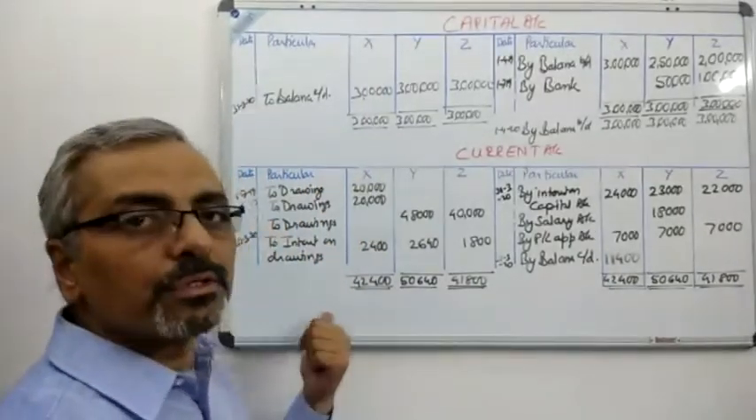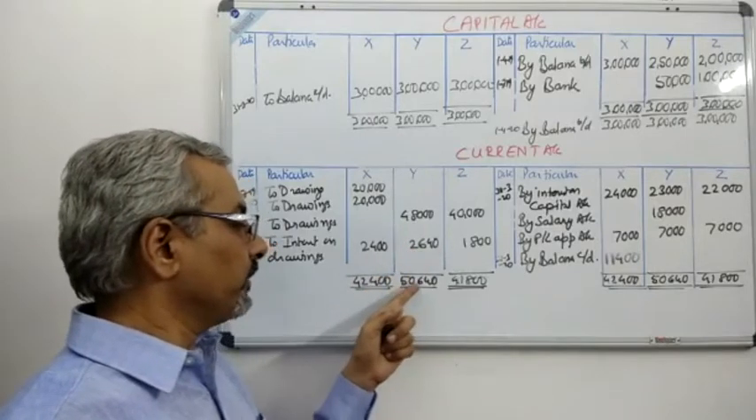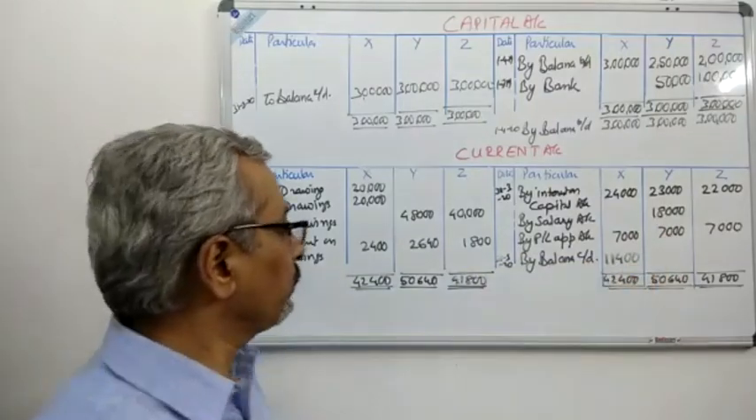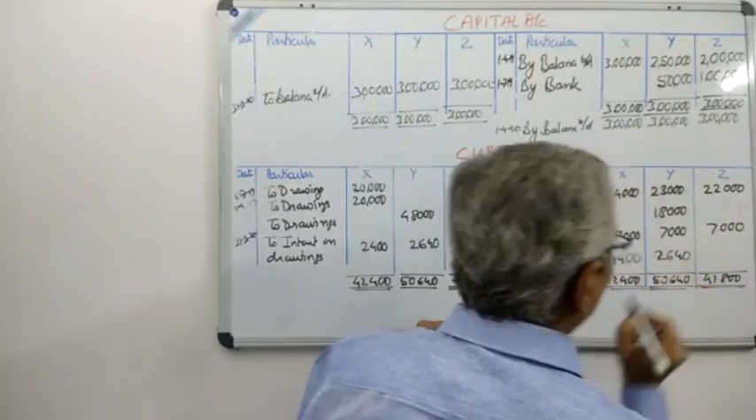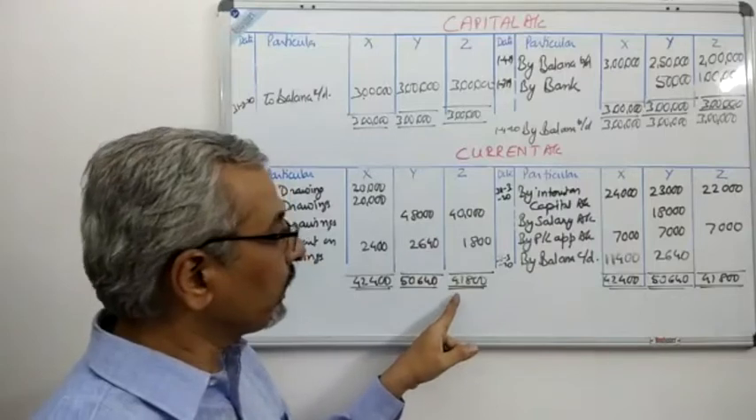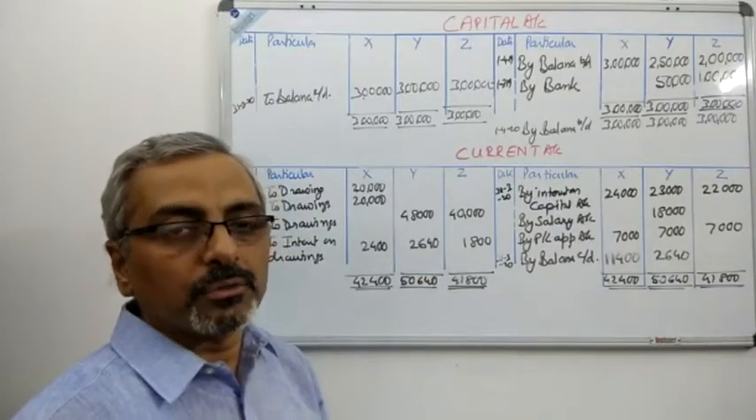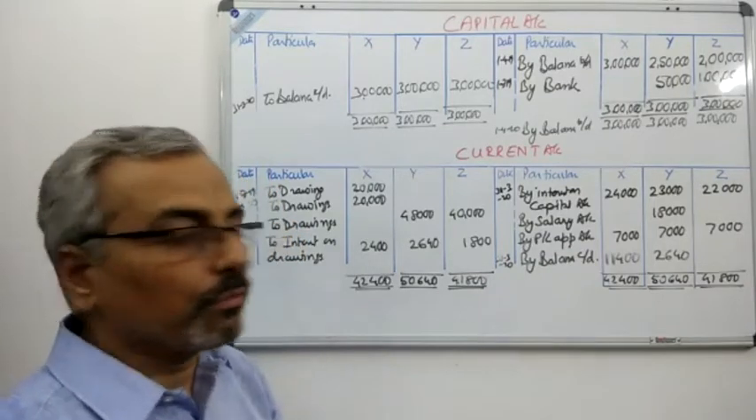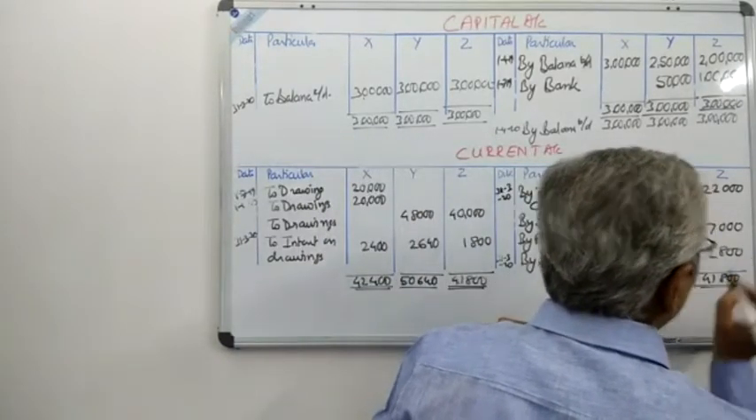For Y, the calculation is even simpler. You can see over here 48,000 plus 2,640, that is 50,640, and if you add this, it is coming exactly to 48,000 on the other side. Therefore, the balance over here is 2,640. Repeat again, 2,640. And now if you see over here, we are having a total of 41,800, and we are having a total of 29,000 over here. So 41,800 minus 29,000 gives you a figure of 12,800.